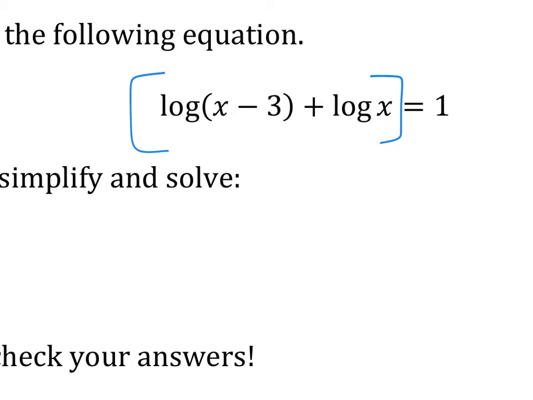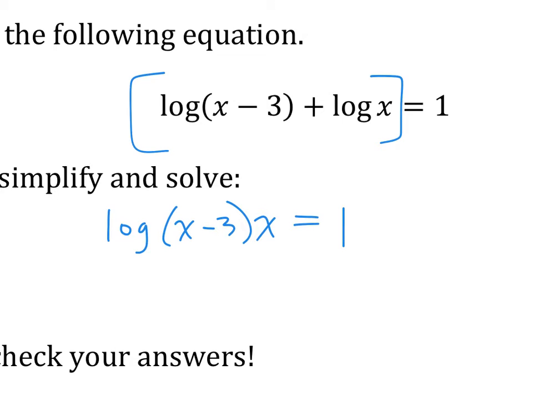So how do you combine the two logs into one log? Multiply. All right, so this is going to be log of (x minus 3) times x equals 1. The next thing is we need to get rid of that log, because that x is stuck inside the log. How do we get rid of that log?